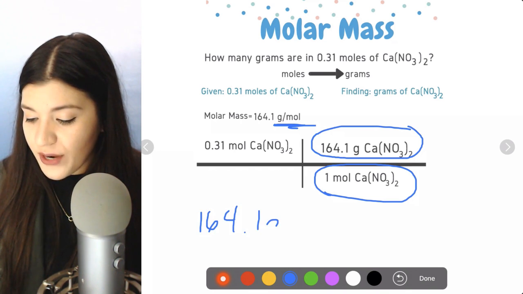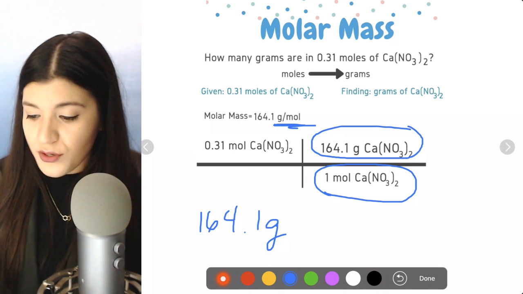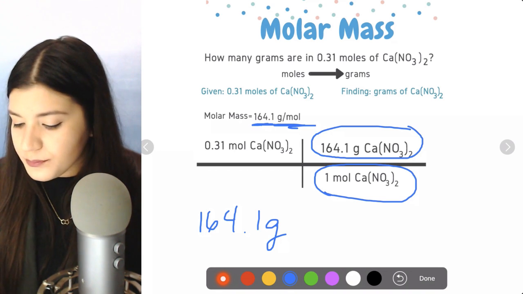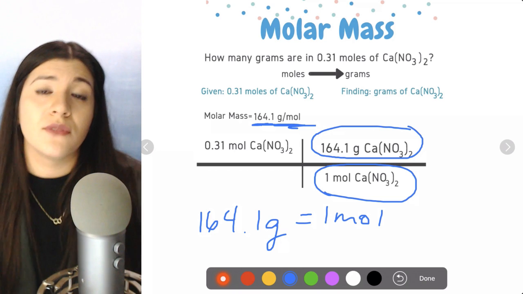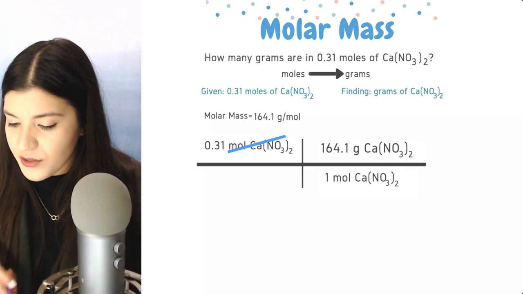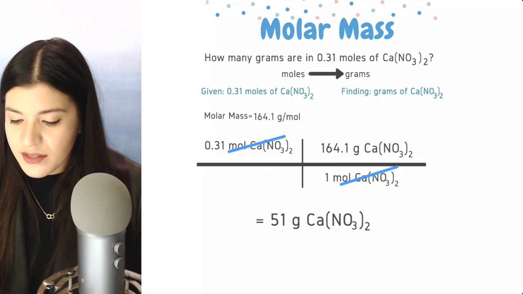You're always going to have the grams going with the number on top, so let's say 164. And that's going to equal 1 mole of whatever compound you're using. Okay? And then our final answer here, so those would cancel, our final answer would then be 51.